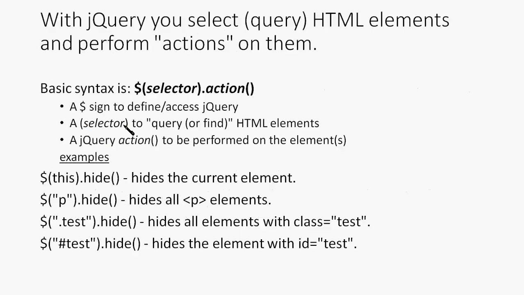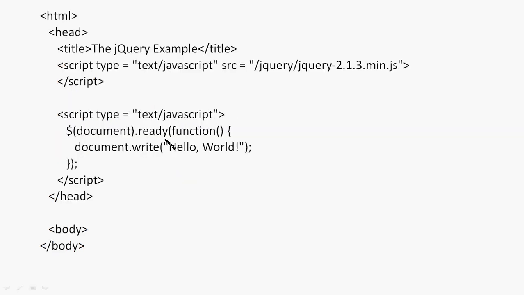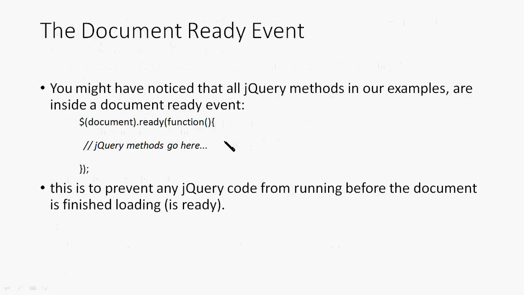In all the jQuery code that you see, there is a document.ready function here, and you also see the document.ready function here. So what is the use of this document.ready event? All the jQuery methods in our examples are inside this document.ready function. Why? To prevent any jQuery code from running before the document has finished loading. So the jQuery code must be executed after loading the document. To ensure this, we always use the $(document).ready function for all the jQuery code.